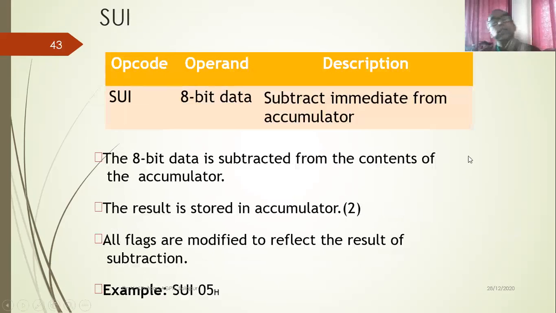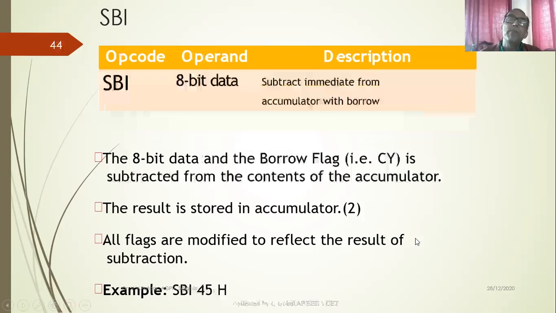The next instruction is SUI. Opcode is SUI. Operand is 8-bit data. Description is subtract immediate from accumulator. The 8-bit data is subtracted from the contents of the accumulator. The result is stored in the accumulator. All flags are modified to reflect the result of subtraction. Example is SUI 05H.